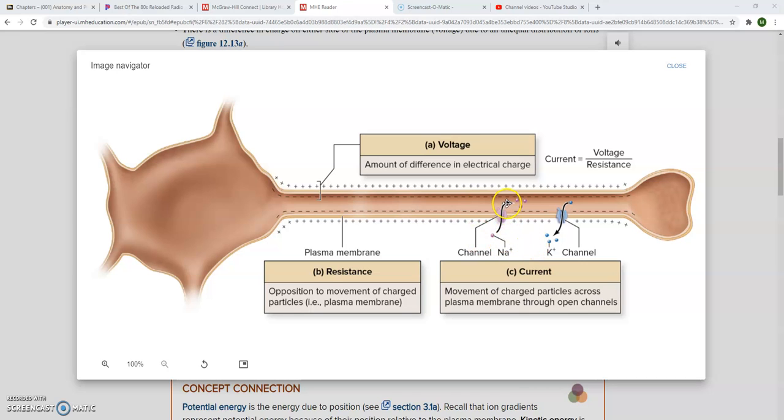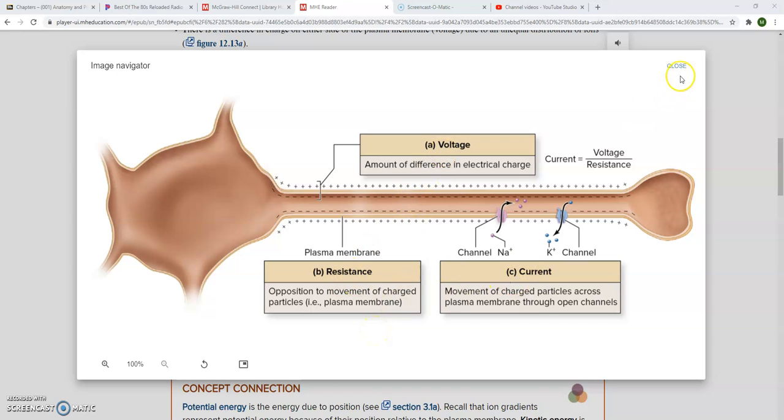So anytime we have charged particles that are moving across a plasma membrane between two different areas, we call it a current. So that would be considered an electrical current because it's charged particles that are moving across that plasma membrane. All right. Oh, I almost forgot about resistance. So resistance is what will prevent or oppose the movement of those charged particles. So obviously the plasma membrane prevents the movement of charged particles just by being present there. And if a membrane protein is closed, let's say this channel is closed, and the ion can't move through there, that's causing resistance to the movement of those charged particles. So that's something that will kind of oppose the current or flow of electrical charges.